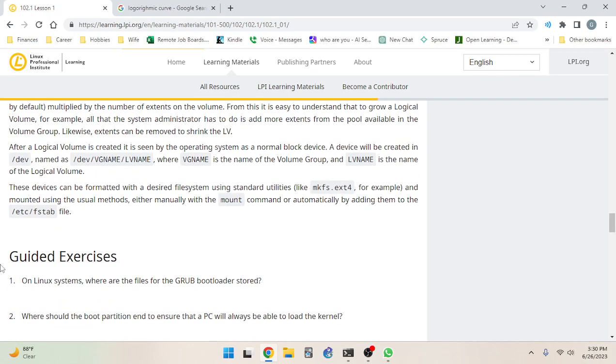After a logical volume is created, it can be seen by the operating system as a normal block device. So lsblk you could use to check it. A device will be created in /dev, named /dev/VGNAME/LVNAME, where VGNAME is the name of the volume group, and LVNAME is the name of the logical volume.